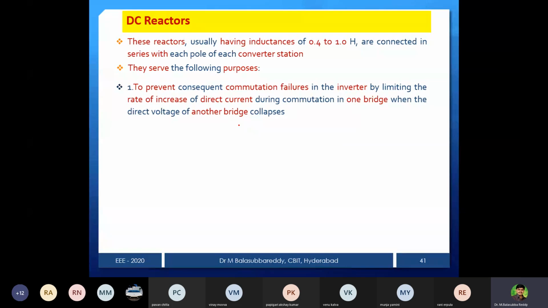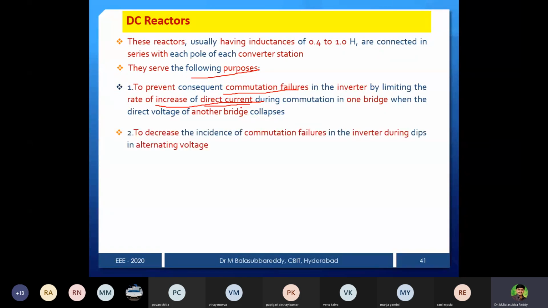So by making use of an inductor, we can prevent that by limiting the rate of rise of direct current, that is di/dt, during commutation in one bridge when the direct voltage in the other bridge is collapsed. This is one of the major functions. Once we use this inductor, it will prevent commutation failures and also limit the di/dt on the DC side. So this is the one function.